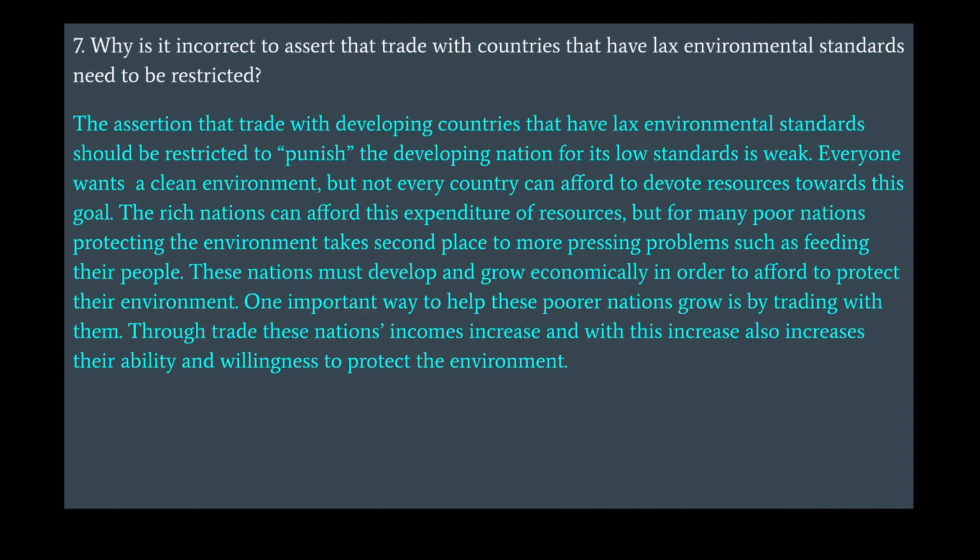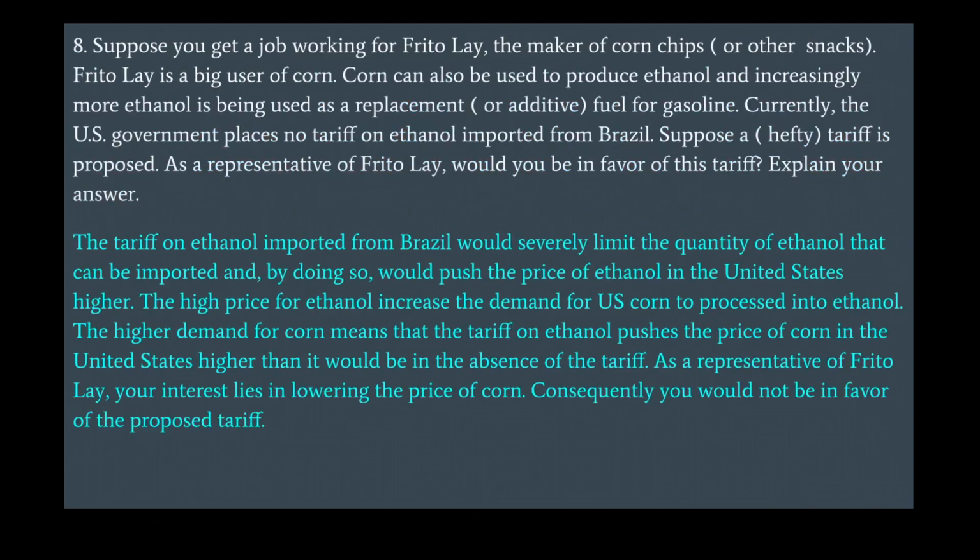The rich nations can afford this expenditure of resources, but for many poor nations, protecting the environment takes second place to more pressing problems, like just feeding their people. These nations must develop and grow economically in order to afford to protect their environment. One important way to help these poorer nations grow is by trading with them. Through trade, these nations' incomes increase, and with this increase also increases their ability and willingness to protect the environment.